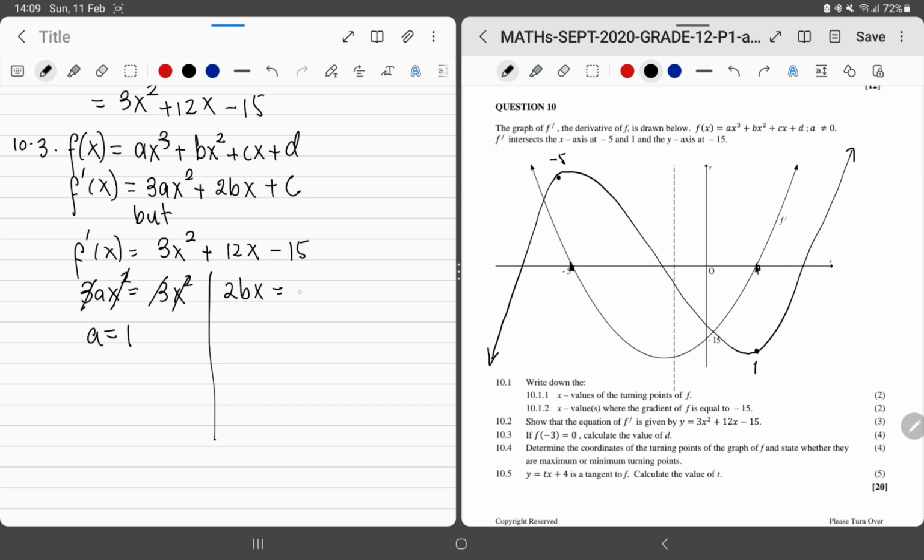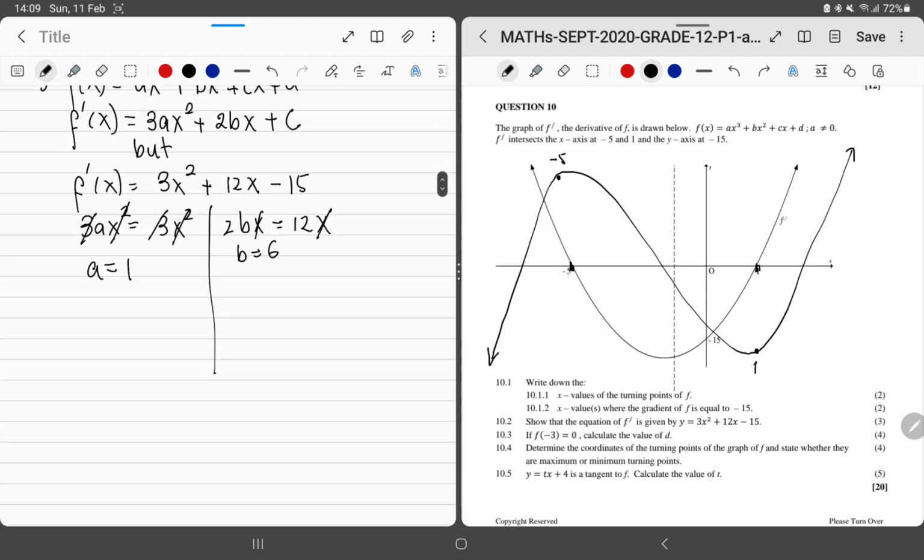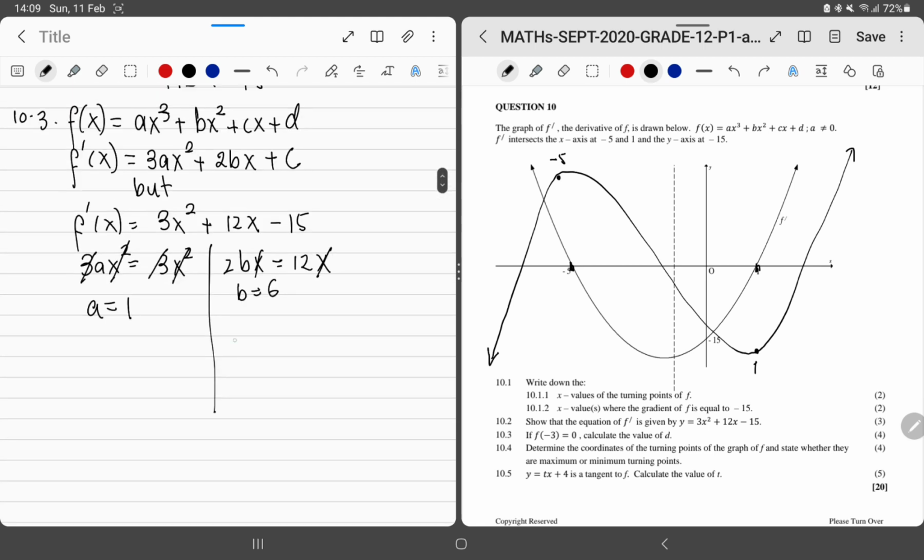2bx is equal to 12x. So this is a 2, the x will cancel, and then b will be equal to 6. And then c is just minus 15.